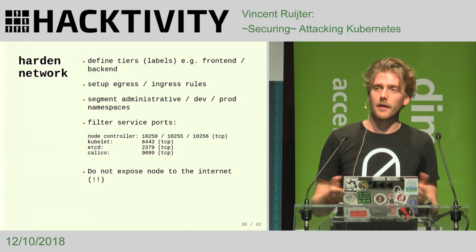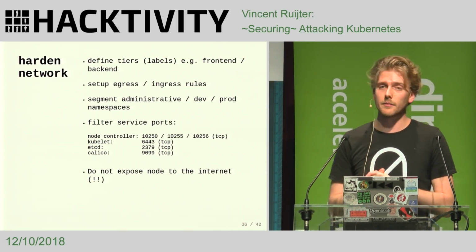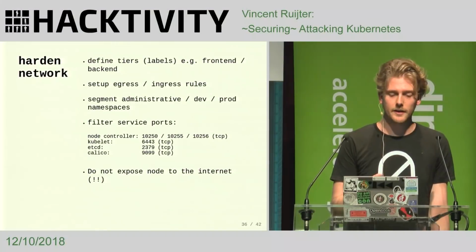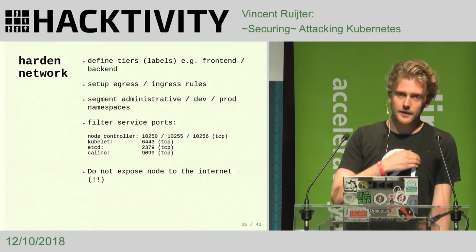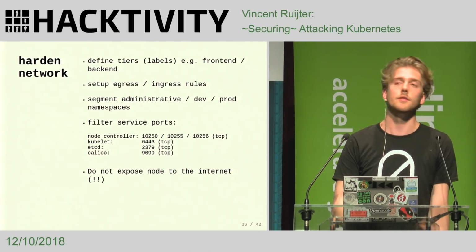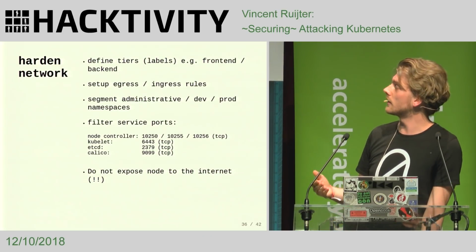It's a very nice feature for you to have in the Kubernetes cluster. So yeah, what can you do about it? How can you protect your cluster against these types of attacks? It's very important for you to define tiers and labels, for instance front-end and back-end, and set up egress and ingress rules. Not all servers need to talk to things on the internet. They don't need to talk to each other. So you can use these labels to set up administrative interfaces and segmentation. And yeah, you should also filter the following service ports if you decide to have your cluster exposed on the internet.